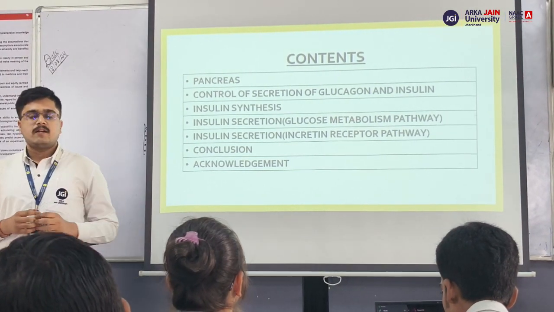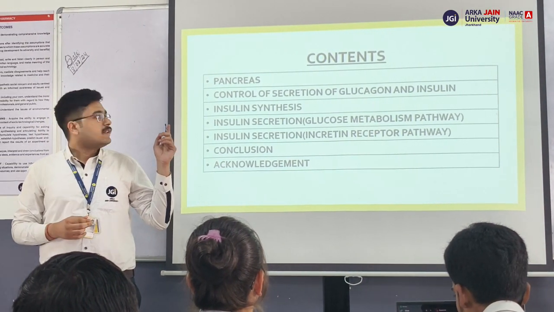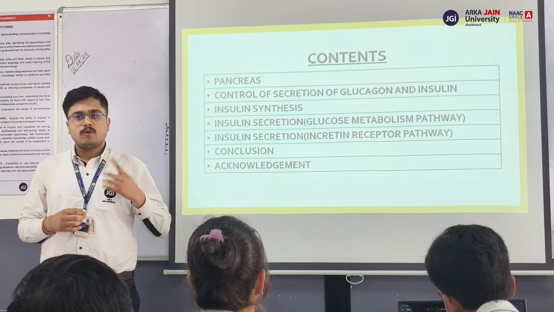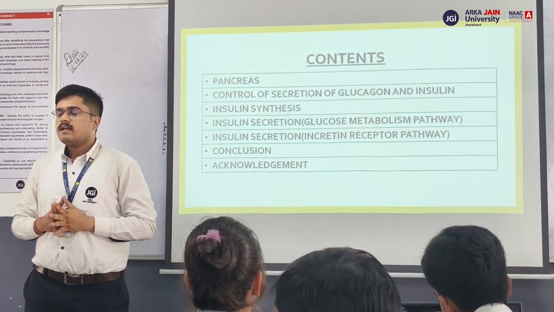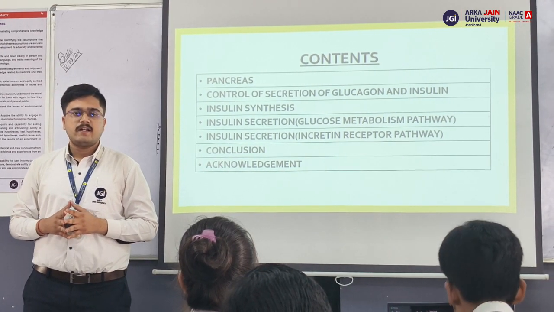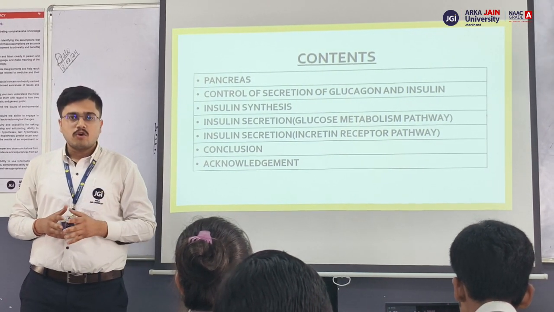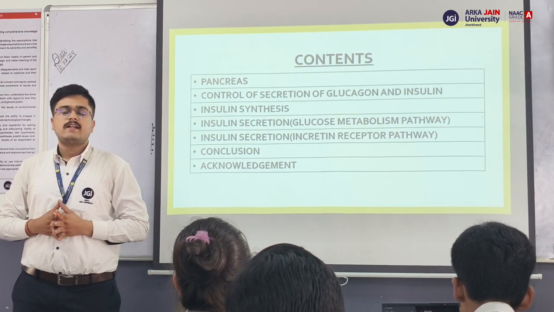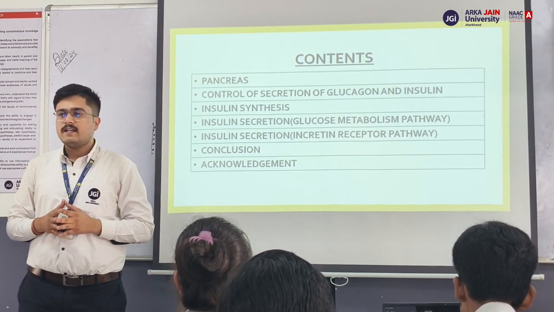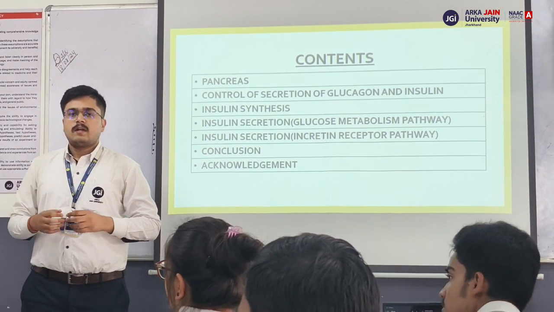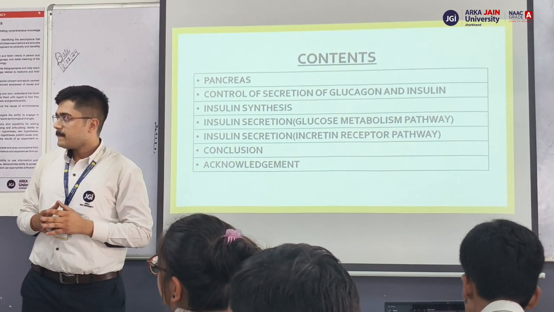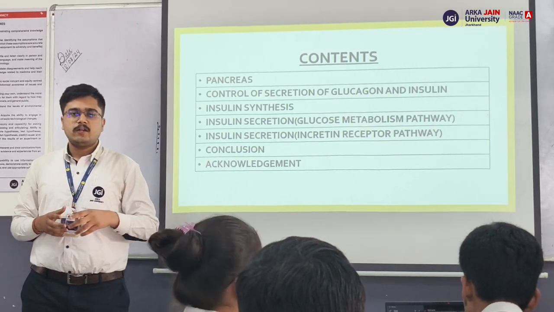So the contents, our topic is pancreas. Then comes the control of secretion of glucagon and insulin. Then comes the insulin synthesis. Then insulin secretion is further divided into two parts, that is the glucose metabolism pathway and the incretin receptor pathway, and finally the conclusion and the acknowledgement. So I will hand over to Rahul Kumar.